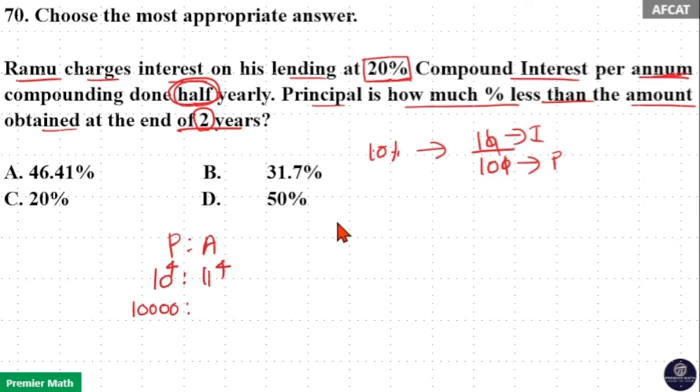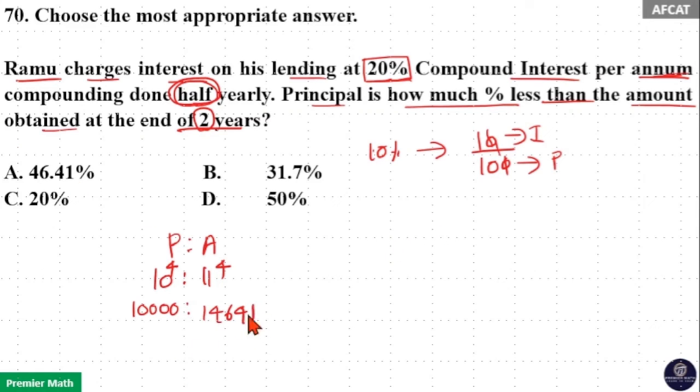11 raised to 4 means 11 cube is 1331. So 1331 into 11 is 11 raised to 4. When you multiply a number with 11, write the unit digit of the number as it is. Now 3 plus 1 is 4, 3 plus 3 is 6, 3 plus 1 is 4. Now write the left hand side digit as it is. That is 14641 as 11 raised to 4.